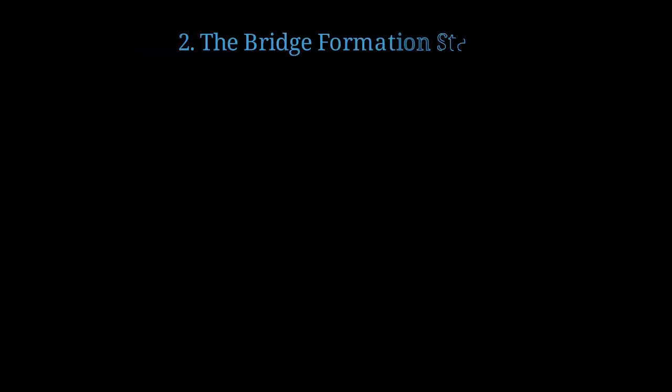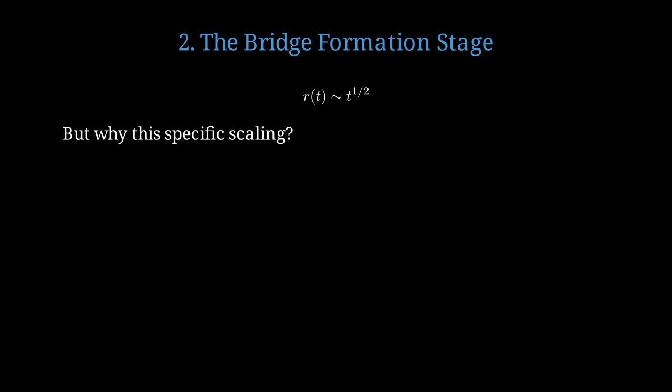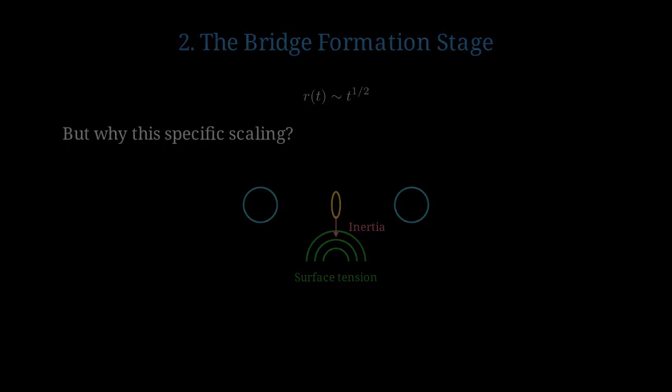Let's examine how this liquid bridge forms and grows. The bridge radius grows as the square root of time initially. This is written as r of t scales with t to the power of 1/2. But why does it follow this specific scaling law? Let's dig deeper. Two forces compete. Surface tension pulls the liquid together while inertia resists rapid changes. Their balance creates this square root scaling.